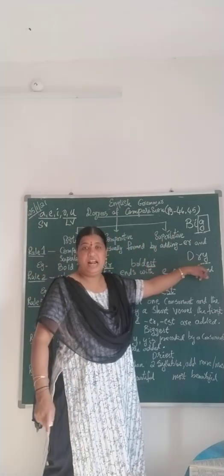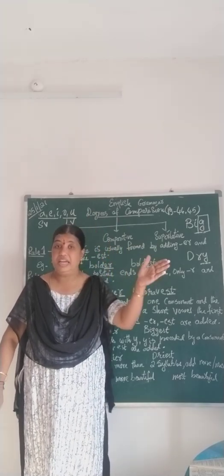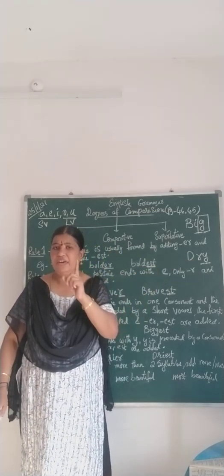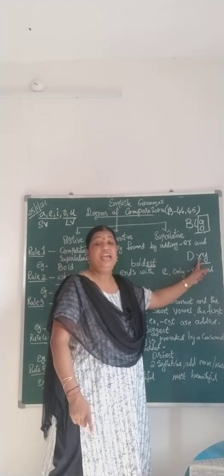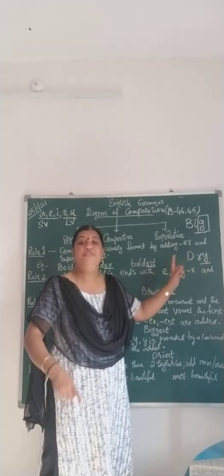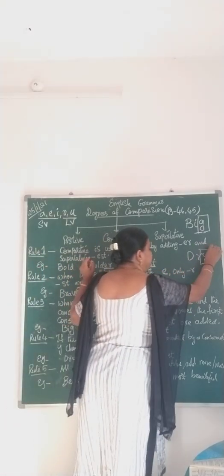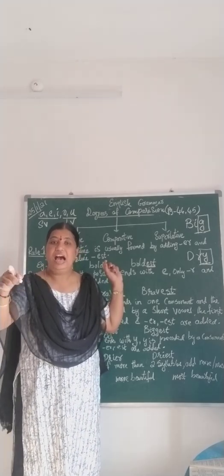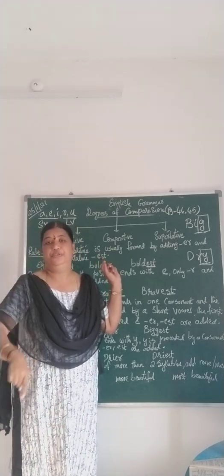Now, in the word dry, the word is ending with Y. And before Y, what letter do you have? R. Is R a vowel or a consonant? Very good. It is a consonant. Now, what will happen? Y will change to I. Okay? Y will change to I. And to this I, you will add ER in the comparative form and EST in the superlative form.